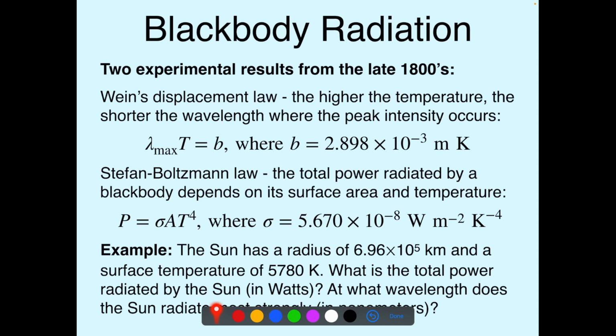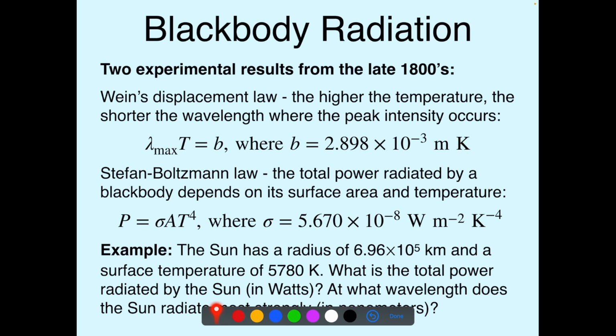So the way we say this is lambda max, which is the wavelength where the peak intensity occurs, times T, that's our absolute temperature in Kelvin, equals some constant, which we're going to call B. Okay, and this constant has a value. This is experimentally measured to be 2.898 × 10^-3 meters times Kelvin.